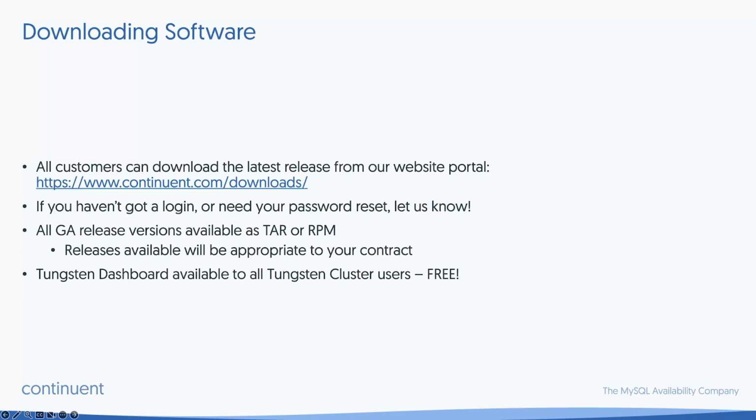Accessing the software is easy. Every customer will have access to download only the software for which you are licensed directly from our website at the link shown here. If you haven't got a login or need your password resetting, you can contact us directly, or you can ask the admin user for your account to set this up for you. If you are unsure who the admin account is within your organization, then again, please contact us and we will help you get going.